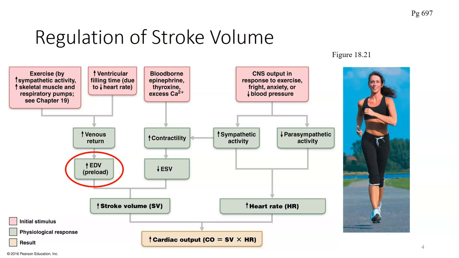The amount of blood returning to the heart. A slow heart rate and exercise increase venous return. An increased venous return distends or stretches the ventricles and increases contraction force.